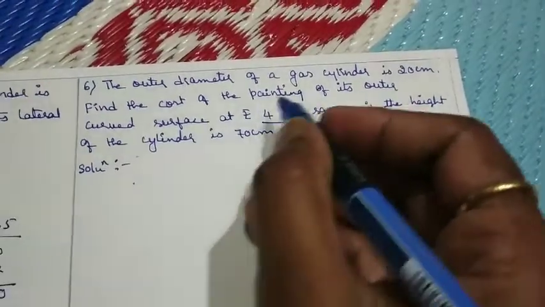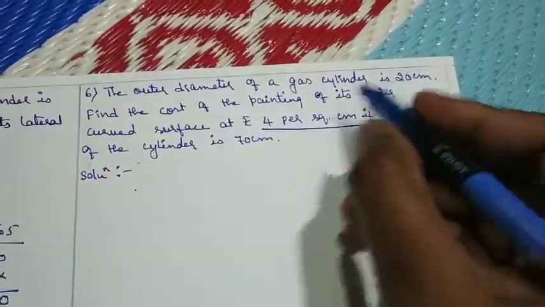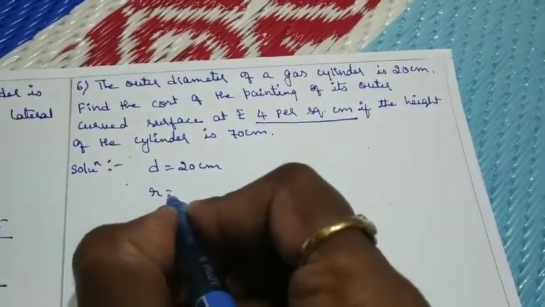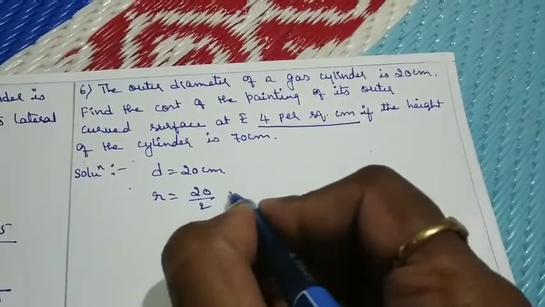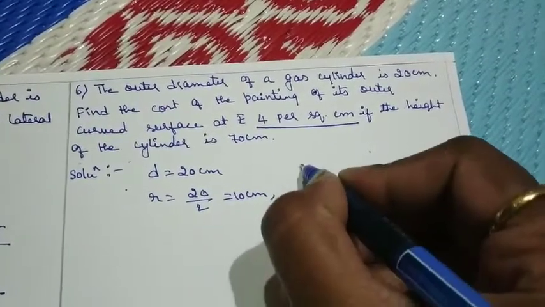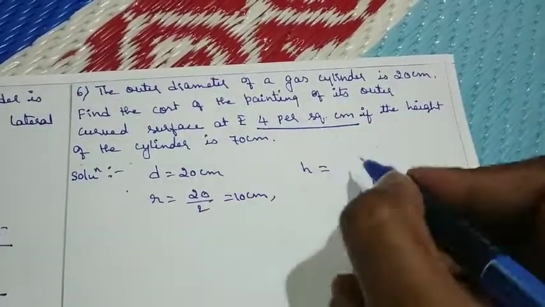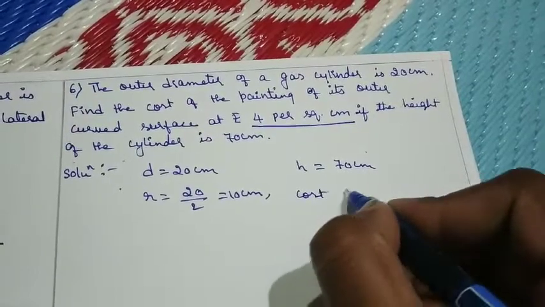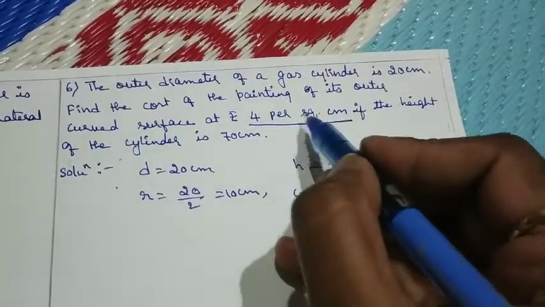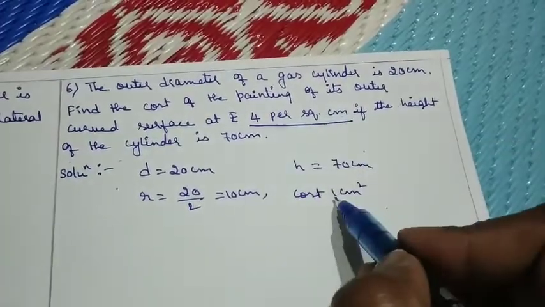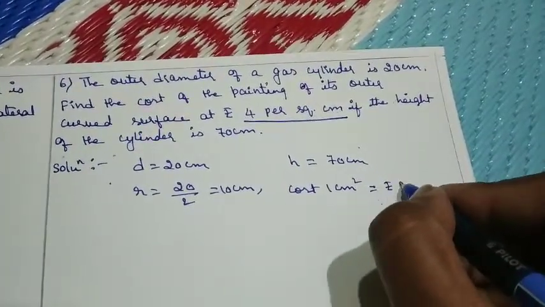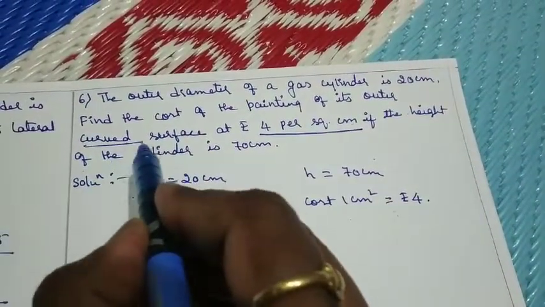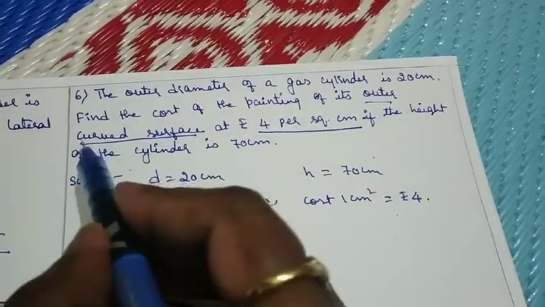So let us write the dimensions. What is given? Diameter is given, D equal to 20 centimeter. Convert to radius. Radius equal to diameter by 2, which is nothing but 10 centimeter. And the height is given. The height of cylinder is 70 centimeter. And the cost is given. Cost of 1 centimeter square, because he gave per square centimeter, is rupees 4. And the painting is done only on the outer curved surface. Outer curved surface is nothing but CSA.